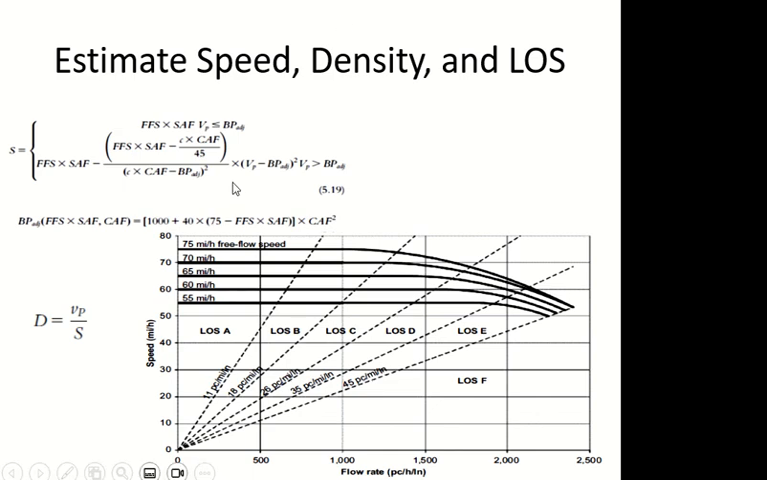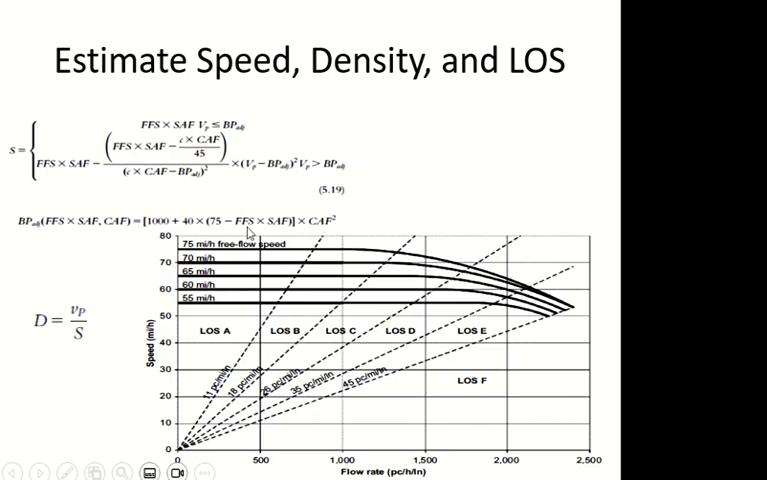What else do we need? We need the capacity adjustment factor as well, CAF. Now, whether we should take speed equal to free flow speed, or calculate it using this equation, depends upon the comparison of flow rate and break point. So you need to calculate the break point as well. This is how we calculate the break point.